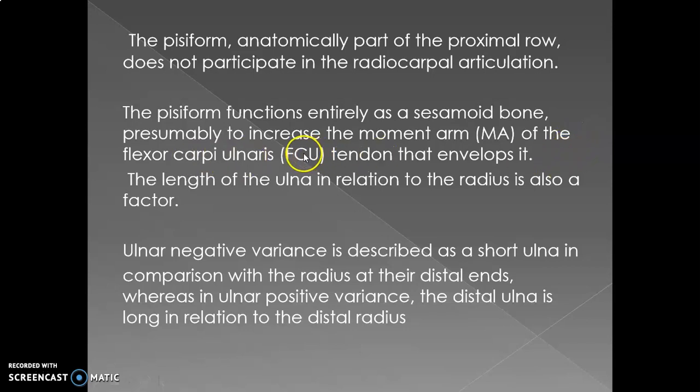I already showed in the earlier picture the FCU, the tendon sheath which is traveling. It attaches to the pisiform: the flexor carpi ulnaris sheath envelops the tendon, and the whole soft tissue structure is covering the pisiform. The length of the ulna in relation to the radius is also a factor.